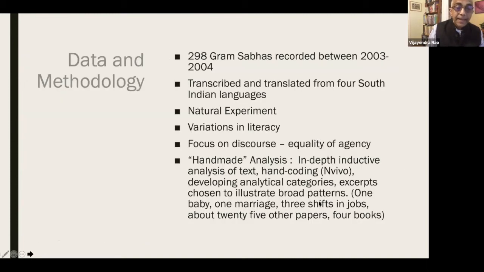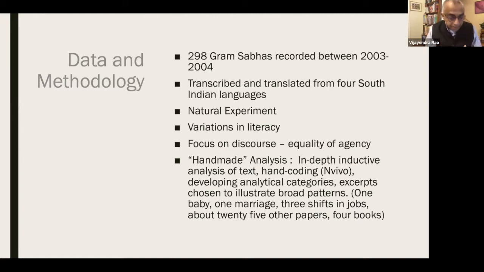Now, coming to the data, these recordings were done between 2002 and 2004. They're quite old now. And we recorded 300 Gram Sabhas in each of these states. They were transcribed and translated into English from the 4 South Indian languages. They were sampled following a natural experiment, which I'll describe in a second. There are variations in literacy that we exploit at the village level.